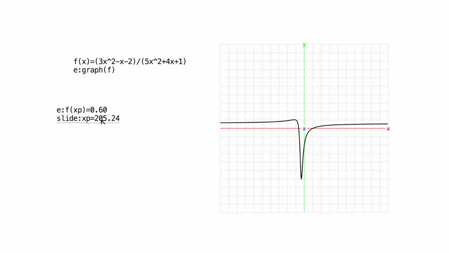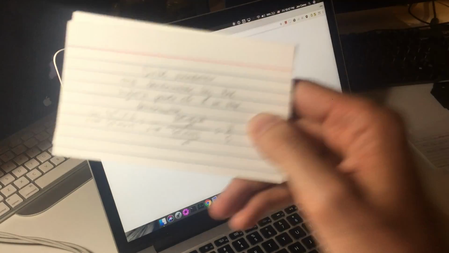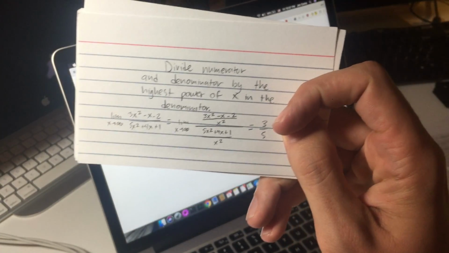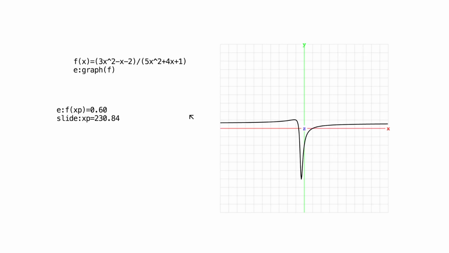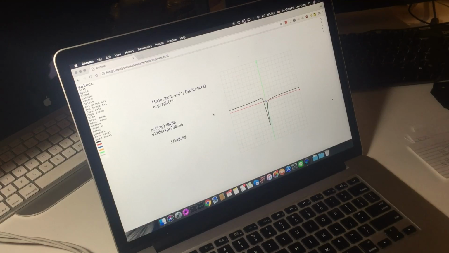So we're making x get larger and larger and larger. Using this trick, we know exactly what the limit is, though. We don't have to test it out. We know exactly that it's 3 over 5. So if I just evaluate 3 over 5, that is 0.6. And so you can see that is the limit of this rational function. So that's a trick, good trick.